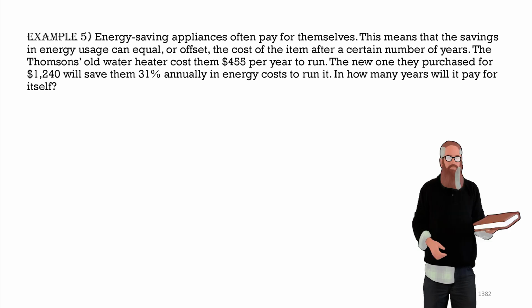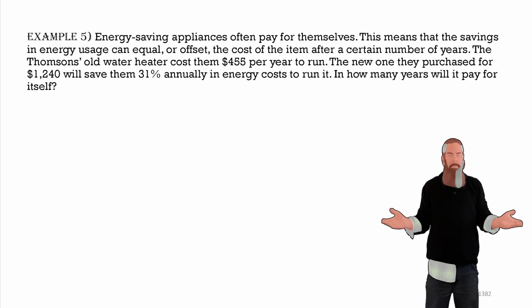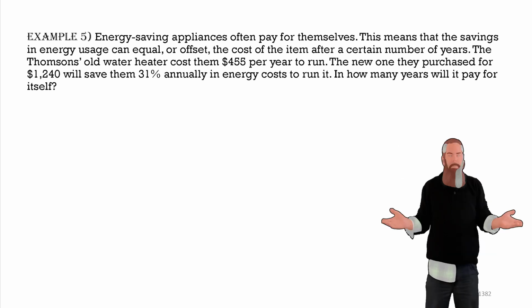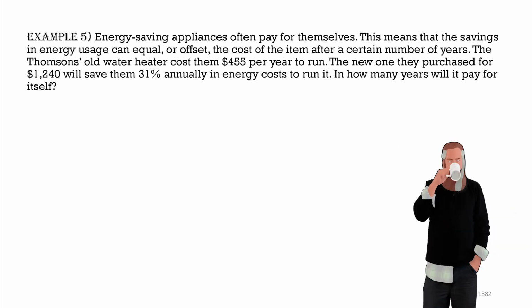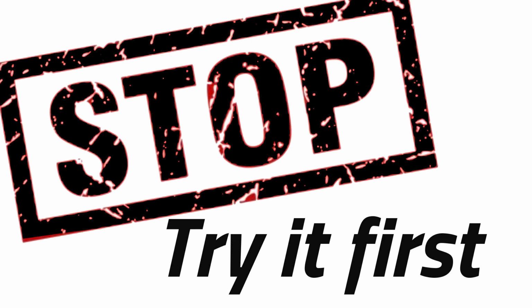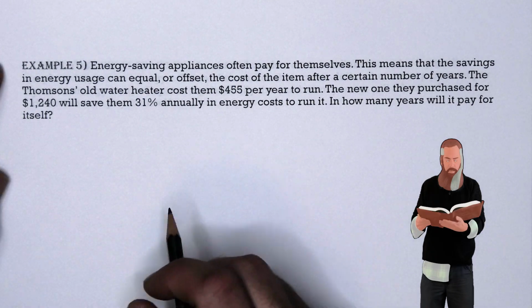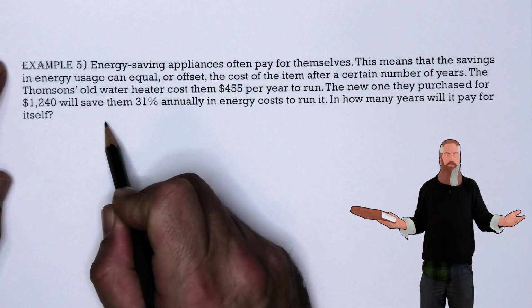The Thomsons' old water heater cost them $455 per year to run. The new one they purchased for $1,240 will save them 31% annually in energy costs to run it. In how many years will it pay for itself? First, we need to compute the average savings per year by finding 31% of 455.